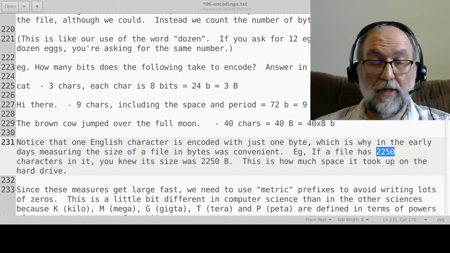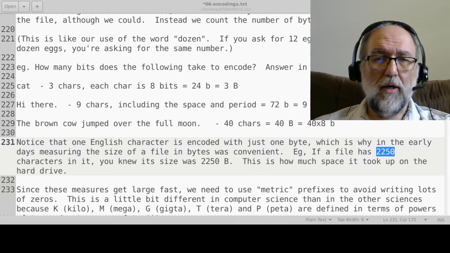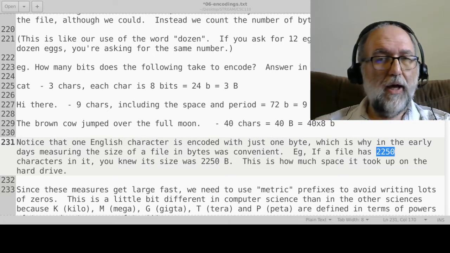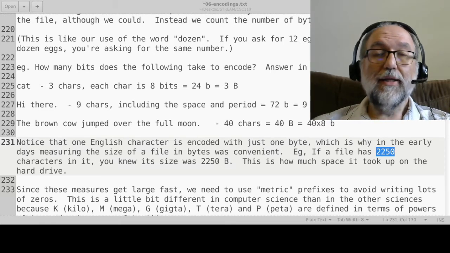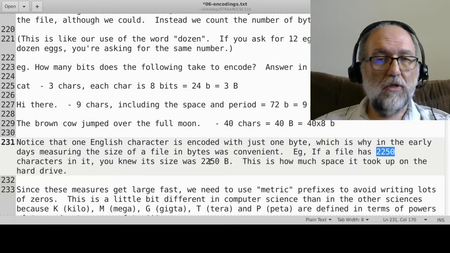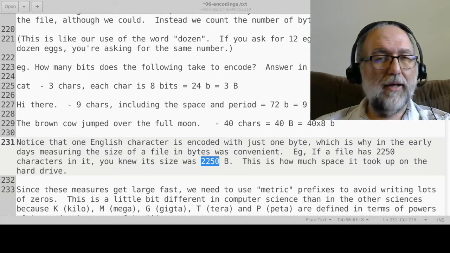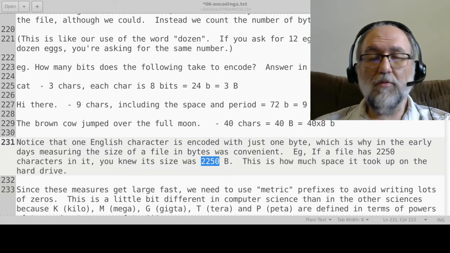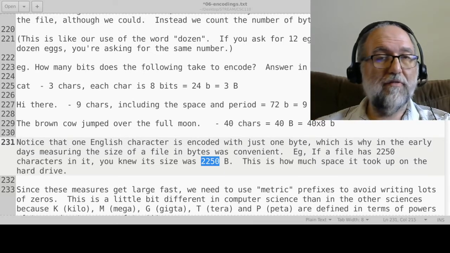2,250 characters in it, including the white spaces, the punctuation, all those sorts of things. Okay, if it had 2,250 characters in it, then the size of that file would be 2,250 bytes. Okay, so that's the way that works. It was kind of convenient in the early days to work in bytes, because if you say how many bytes are in the file, 2,250, that would tell you exactly how many characters there were in the file.